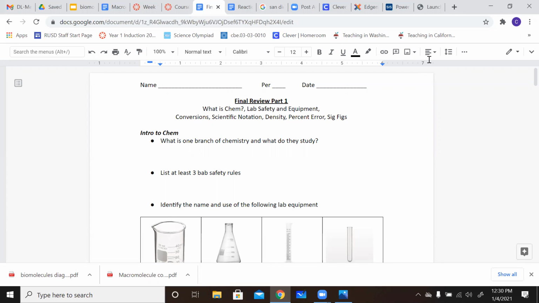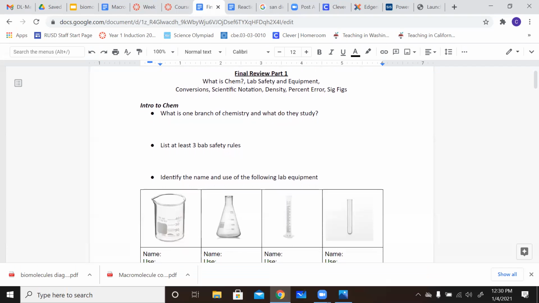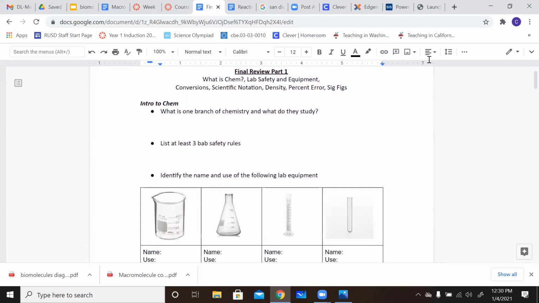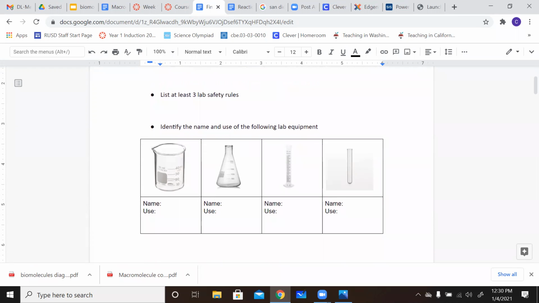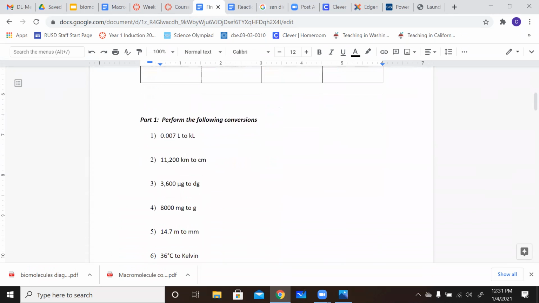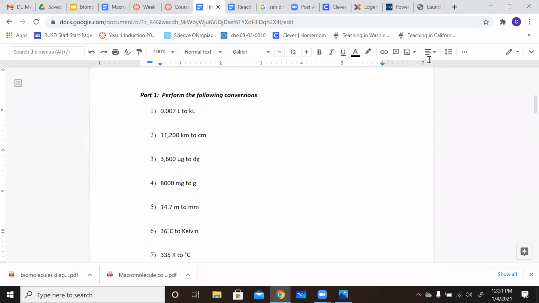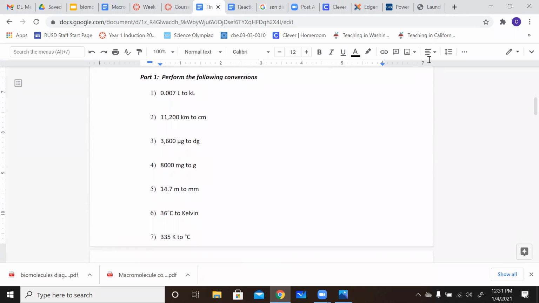So the first part of this is just the intro to chem stuff, which is listing lab safety rules, even though this says fab safety, that should say lab. Lab safety rules, identifying the names of science equipment and what we use it for. So that should be pretty easy and go pretty quick for you. The stuff that you may need a refresher on is how to do problems like these, conversion problems and so on and so forth. So let's go over really quickly how to do those.